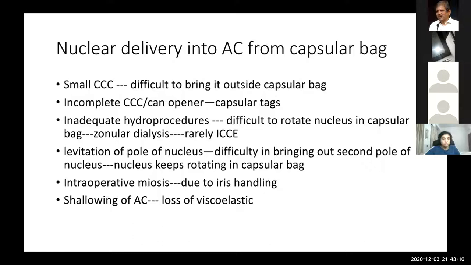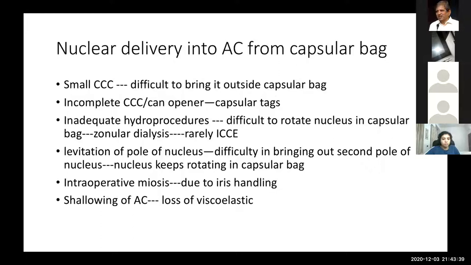Next, third, with difficulty they will bring out one pole of the nucleus into the anterior chamber. And sometimes they find it very difficult to bring out the second pole of the nucleus outside the capsular bag. They try to maneuver it and most of the time it keeps on rotating inside the capsular bag. In such a situation, it is always better to bring it into their mind that we can use an invisible hand, a viscoelastic.